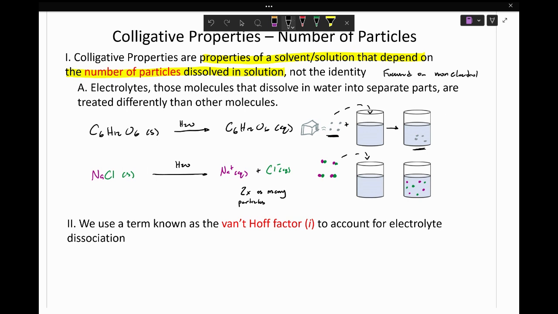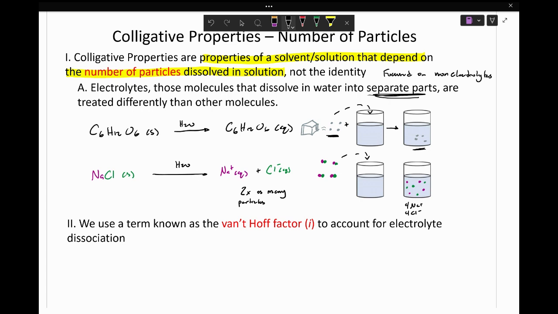And largely these non-electrolytes were also non-volatile, meaning that they just stay in solution when the solvent might be going into the gas phase. But we can also have electrolytes, and those are molecules that when they dissolve in water, they go into separate parts. We treat each of those separate parts as a new particle, so we treat these differently than other molecules. We had our example of sodium chloride, where if you put 4 sodium chlorides into solution, you end up with 4 sodiums and 4 chlorides. So you have twice the number of particles in solution as you did before you dissolved them.